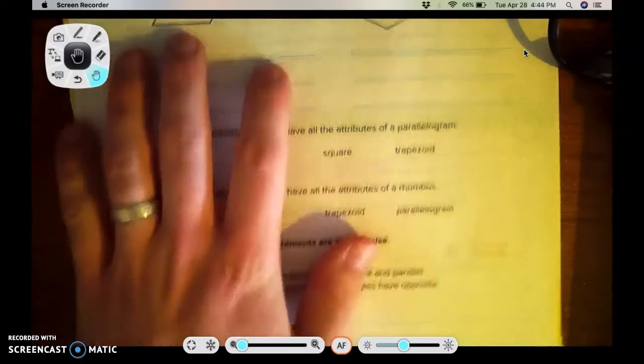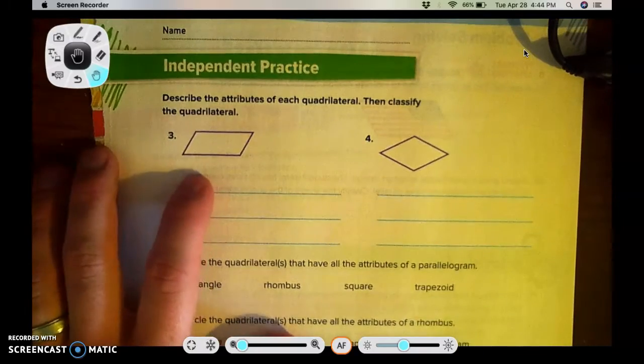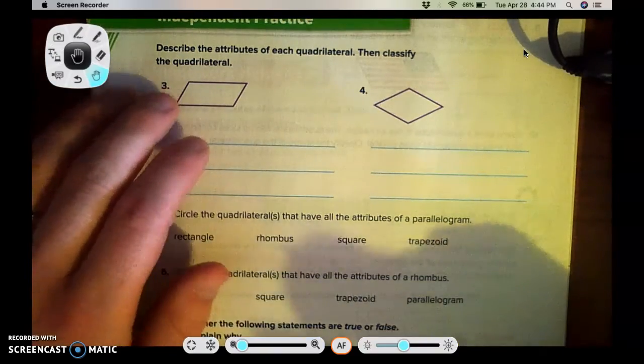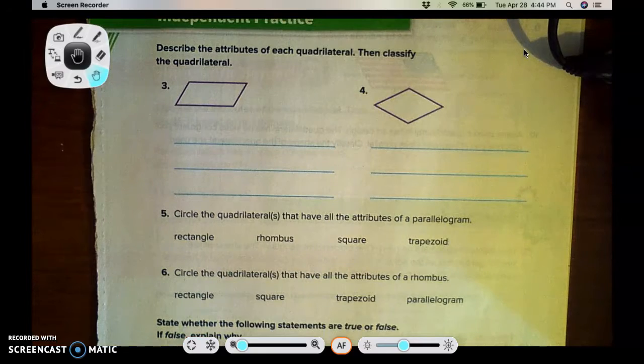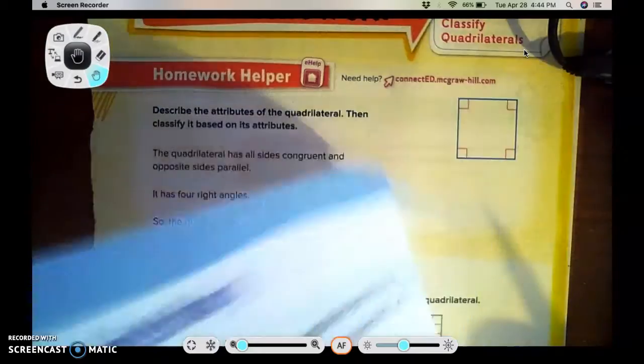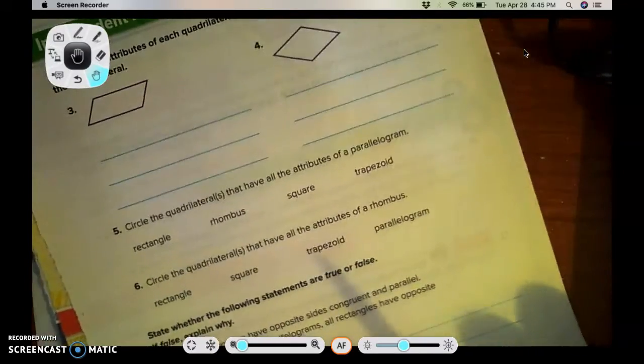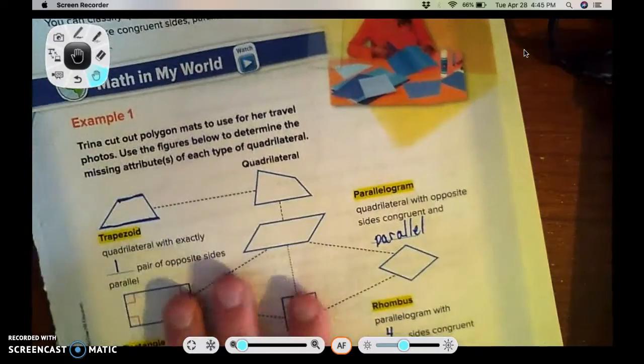I'm going to jump to page 931 and let's do number 3, and then I'll call this video over. So, describe the attributes of each quadrilateral, then classify the quadrilateral. And if you need to refer back to, sorry, not this page, back to the front page, which I think I just tucked under here. Refer back to this, okay?